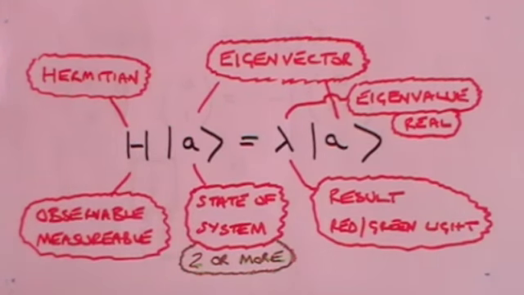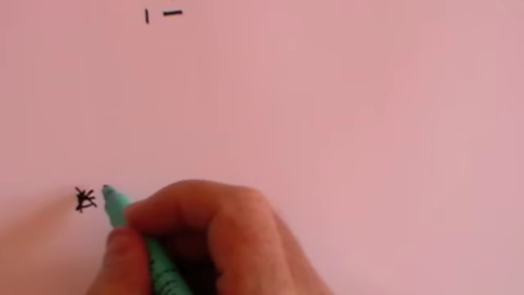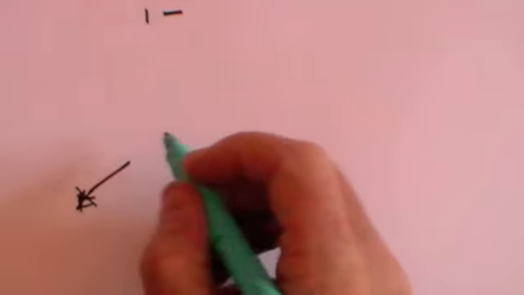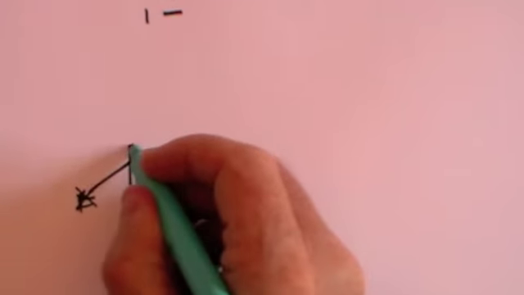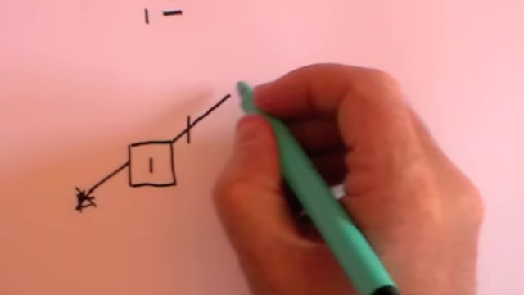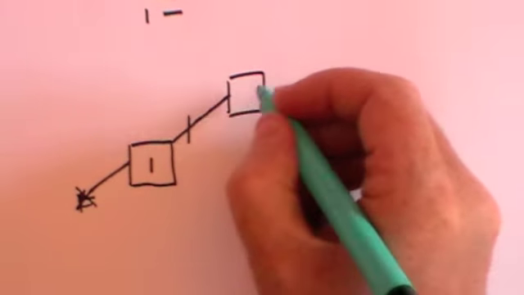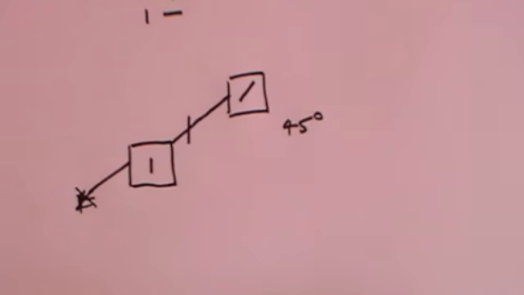So now let's do a little bit more of a test. This time I'm going to take unpolarized light and send it through a vertical polarizer. So of course it will come out vertically polarized, there's no question about that. And now I'm going to send it through a second polarizer, which is at the 45-degree angle, the forward slash 45-degree angle. And the question is, what will come out the other side?